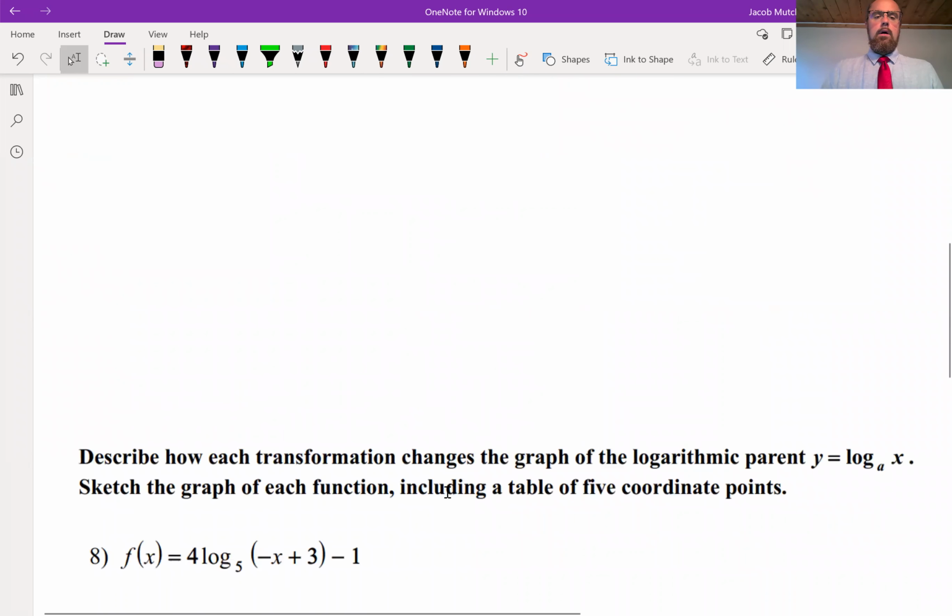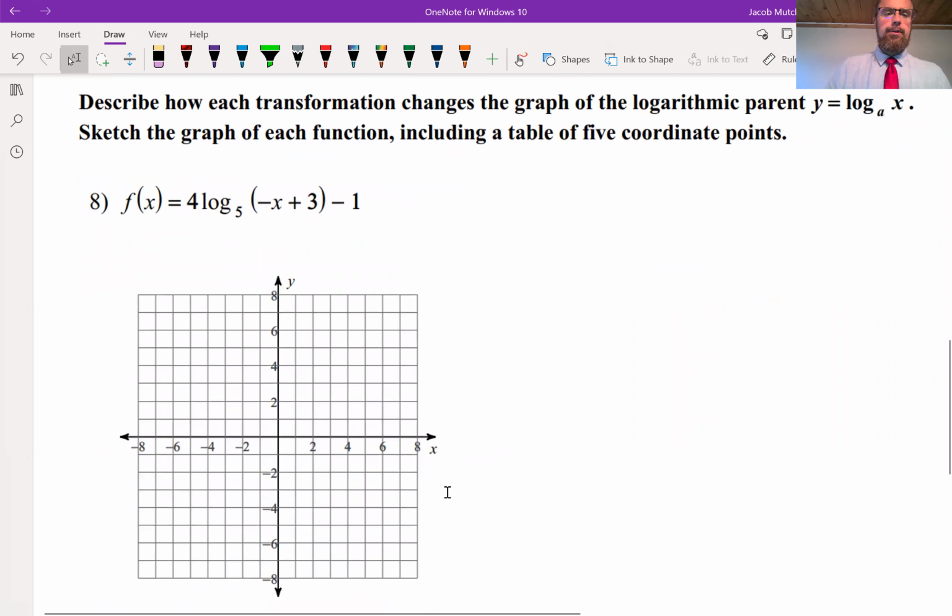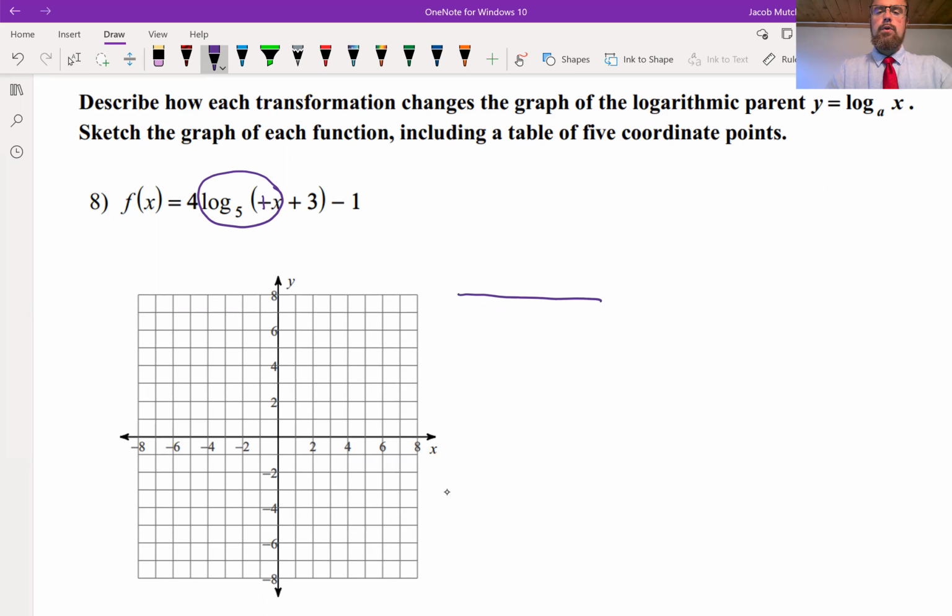Let's take a look at a logarithmic transformation. So here's f of x equals 4 times log base 5 of negative x plus 3 minus 1. Again, I want to start by saying, what does the parent function of this graph look like? So if I could identify the parent function, it's going to be log base 5 of positive x. That negative is an additional change. So let's graph the parent again first. So x, log base 5 of x. And I'm going to go negative 2 through 2 again.